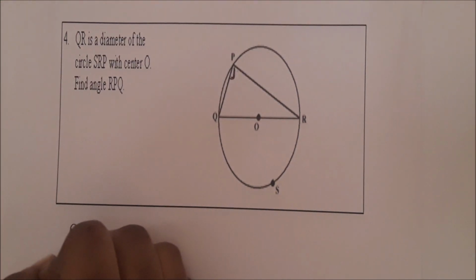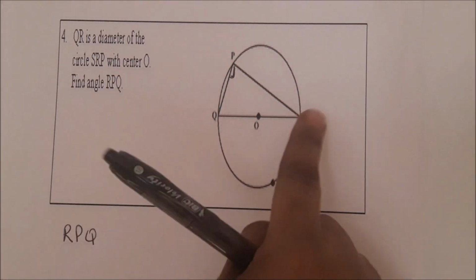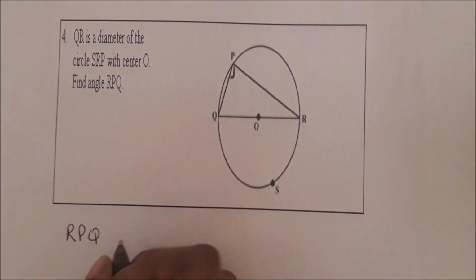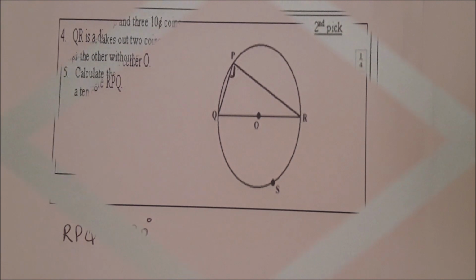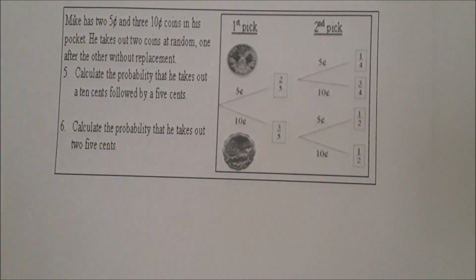So RPQ is equal to 90 degrees. Very good. Okay, number 5 and 6, go ahead, Precious.